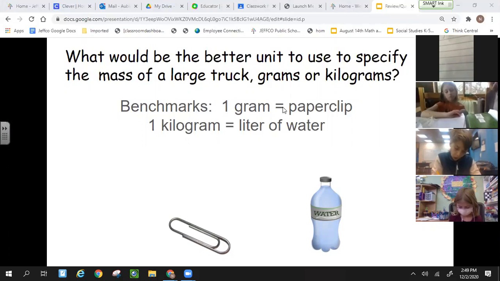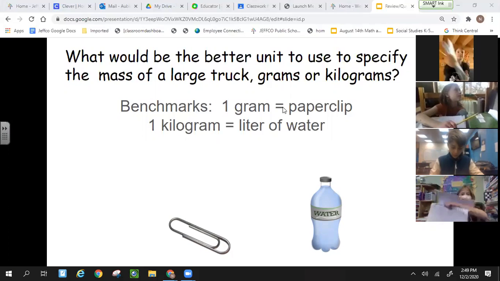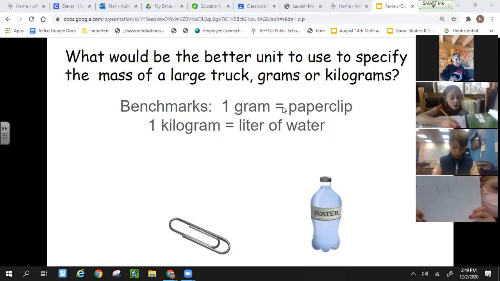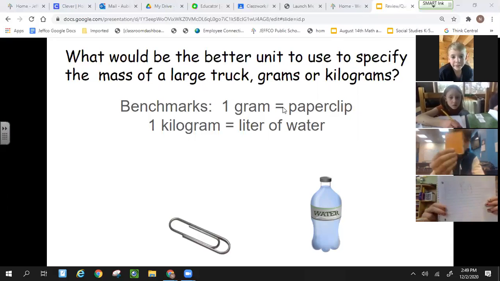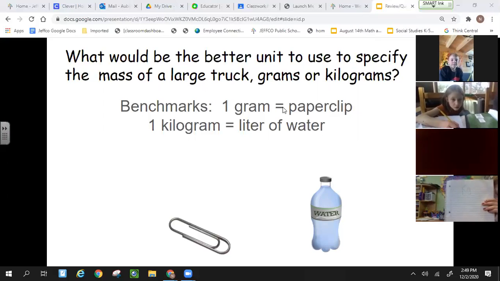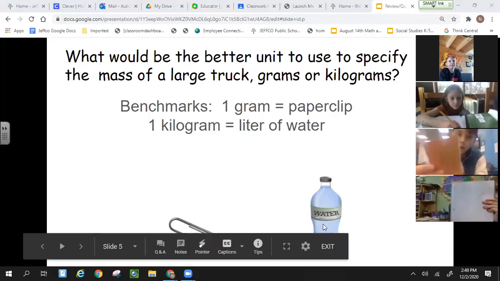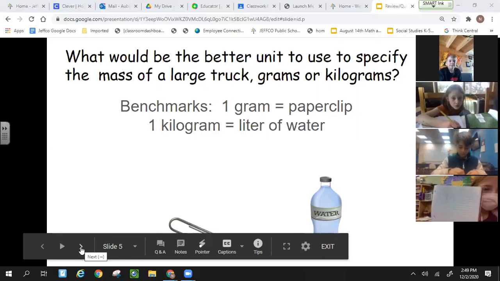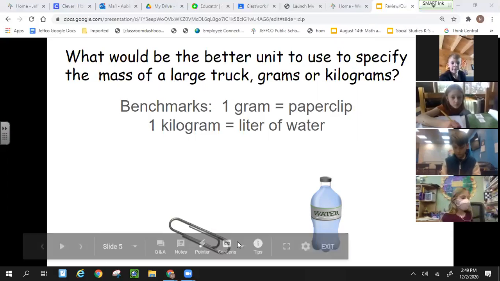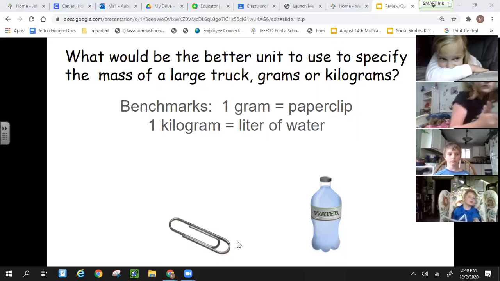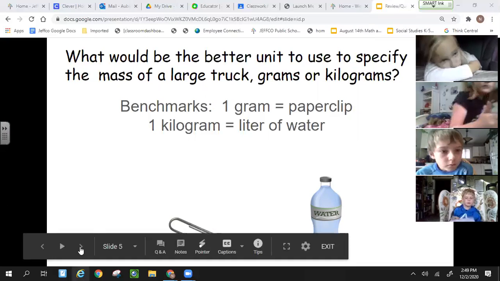Nice, Josh. Good job. Josh, while I have you on, can you unmute and tell us your thinking and why? I think a kilogram because it's more heavy. Right, it's gonna be heavier and larger, right? So we want a unit that is gonna match that item. And if it's a large truck, it would take a lot of paper clips, wouldn't it? Nice job, Cooper. Does anyone disagree or wanna discuss it more? Everybody agrees, kilograms? Nice. All right, let's look at the next one.